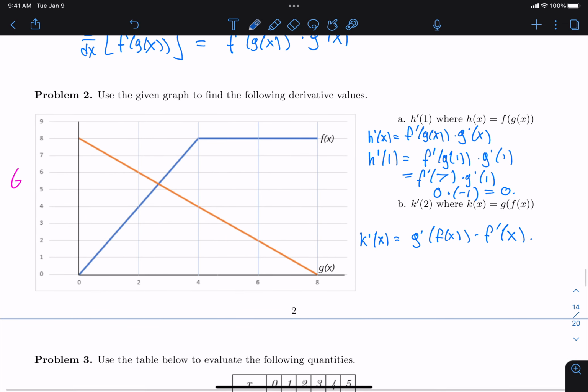I can figure it out. Let's see, so g prime of f of 2 is g prime of 4, multiplied with f prime of 2. f prime of 2 looks like it is 2, and then g prime of 4 is still negative 1. I think it should be negative 2. Alright, thank you.